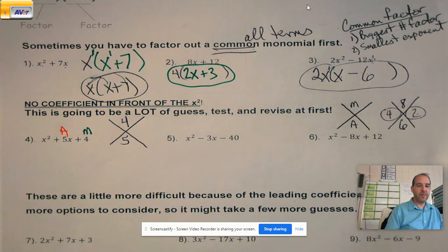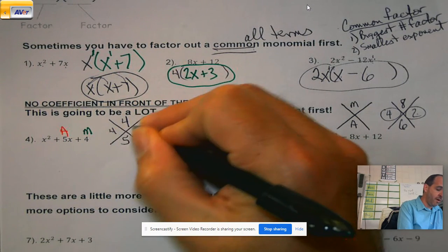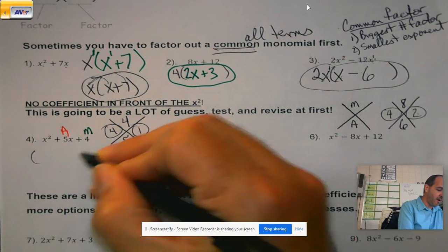2 numbers that multiply to 4 and add to 5. Now, I always like to think about the multiply numbers. I'm looking at this and going 4. I have 2 choices. 2 and 2, well, that doesn't add up to 5. Or 4 and 1, that does add up to 5. So 4 and 1. So how does that help me here?